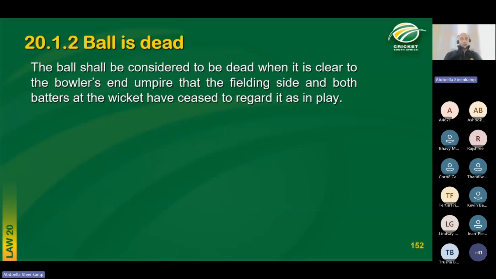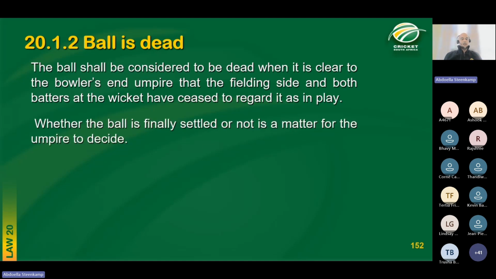Also, the ball is considered dead when it is clear to the bowler's end umpire that both the fielding side and the batters at the wicket have now ceased to regard the ball as still in play. But it needs to be both the fielding side and both batters. If the bowler's end umpire is satisfied that they've ceased to regard the ball as still in play, the ball will then be dead. I mentioned it earlier: who decides whether the ball is finally settled or not in the keeper's hands or in the bowler's hands? It is for the umpires to decide.